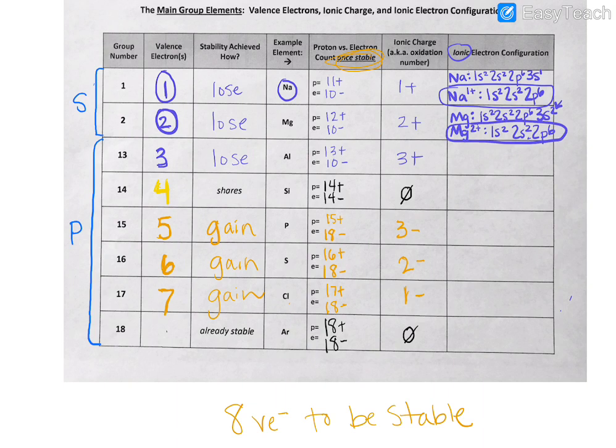Now, is it a coincidence that their ionic electron configurations look the same? No, because every time an element loses or gains electrons to become stable and gets this new ionic electron configuration, it should look like a noble gas's. So 2 plus 2 plus 6, that's 10. That's neon, which is a noble gas's electron configuration. Same thing here. All right.